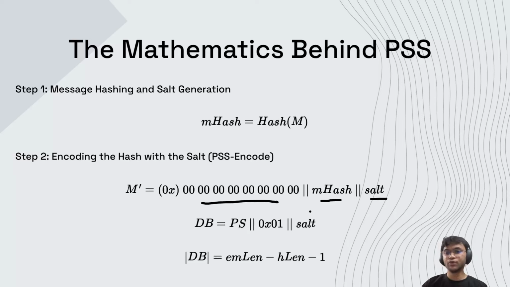Now, we compute the hash of this M dash block and store it as H dash. We'll generate another padding string PS and concatenate it with a delimiter 0, 1 and the salt. The length of the data block at this point is EM length, where EM length is the target encoded message length for the whole block, minus the H length, which is the length of hash, minus 1.